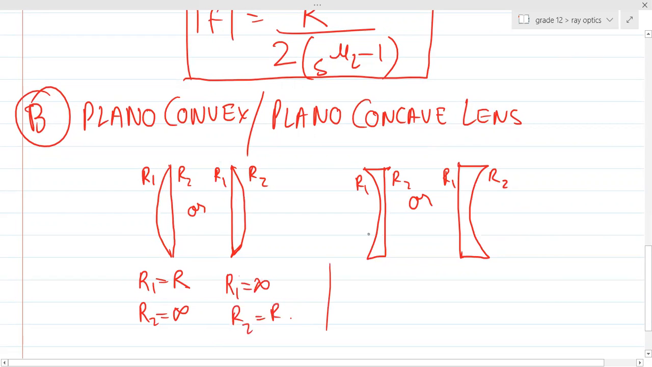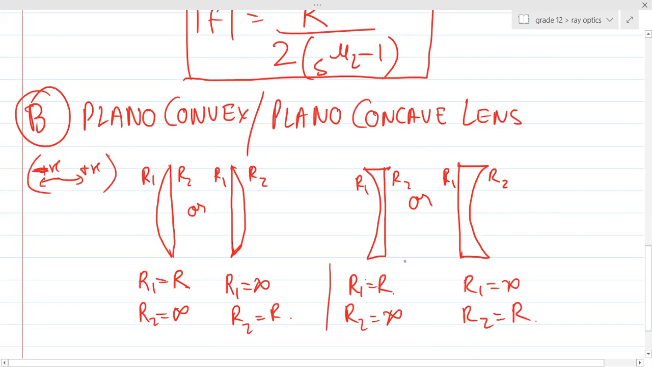Same goes over here. Here R1 will be something, but R2 is infinity, and here R1 is infinity, but R2 is something, right? If I use conventions over here, positive on this side, negative on this side. Can you see over here, guys?